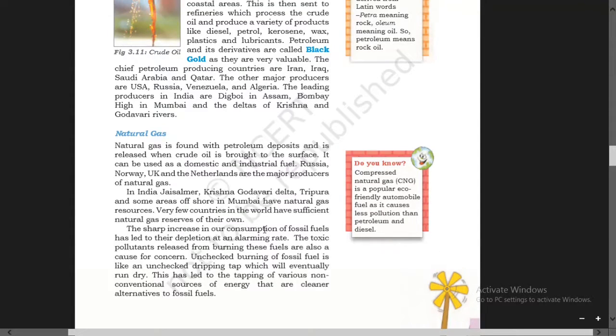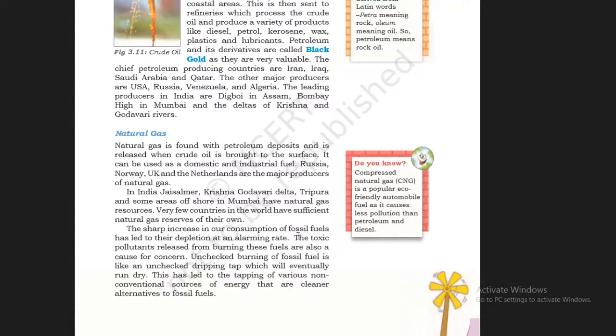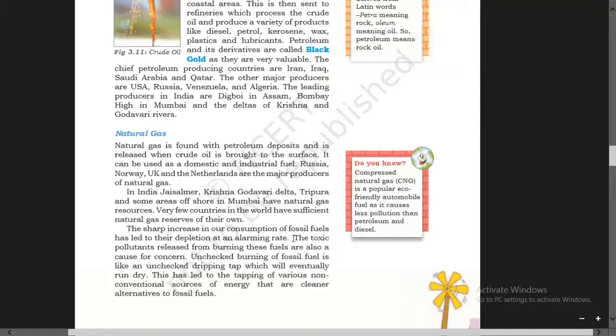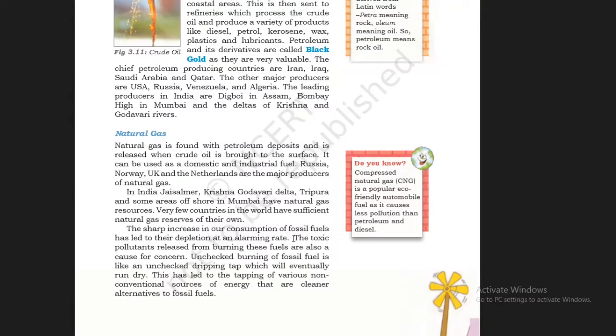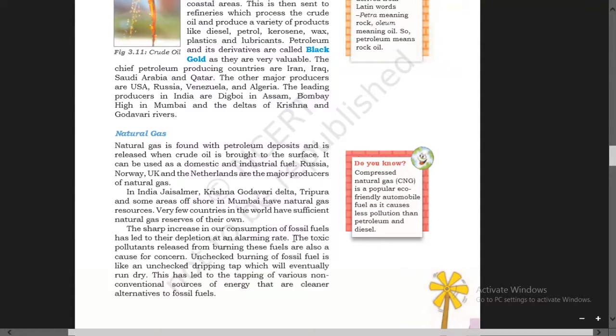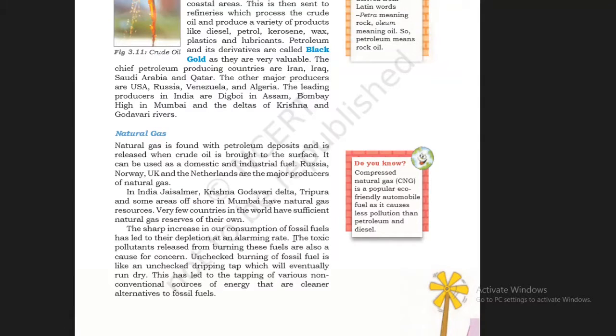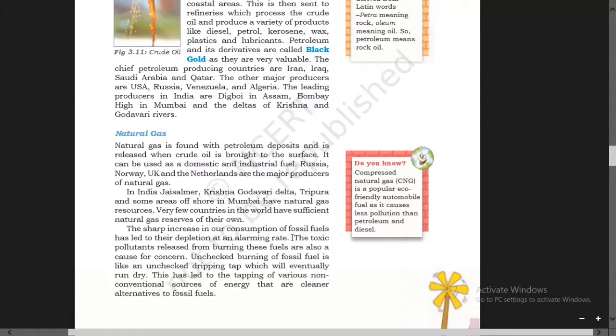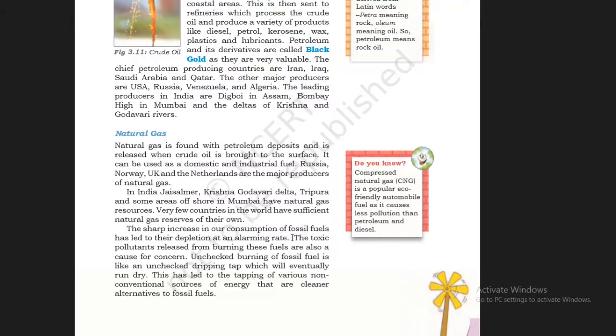The sharp increase in our consumption of fossil fuels has led to their depletion at an alarming rate. So, the sharp increase in our consumption means the use of this is increasing very much. Depletion means reduction in the quantity, and alarming means at a very fast rate. It is finishing.